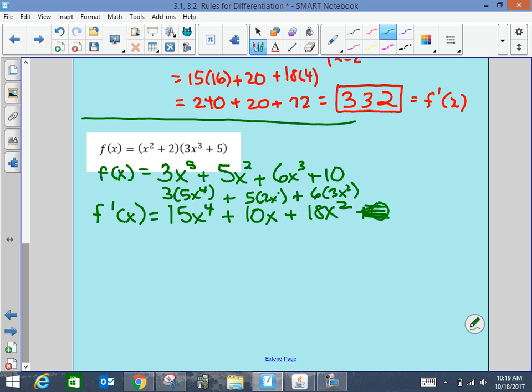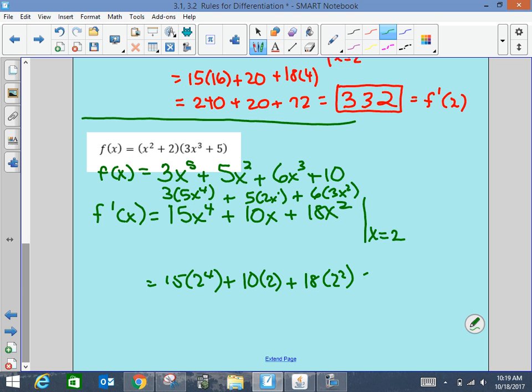Okay, so that's f prime of x. Now we're ready to plug in 2. So here we go. Plug in bar x equals 2. Just separating out let x equals 2 is what that kind of notation means. This should look very familiar because this is exactly the way we put it in when we did the other method. So I know I'm going to get the same answer of 332. Hope I did it right. Okay. So that's the second bullet.